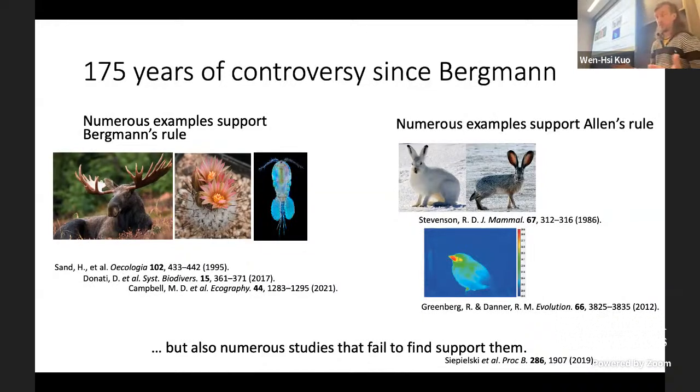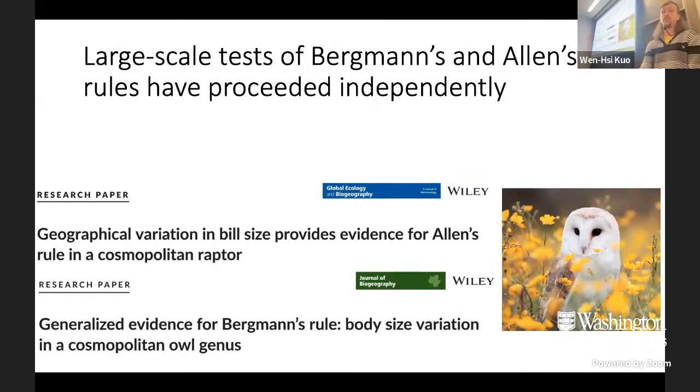However, these are large-scale rules, so there are also numerous studies that fail to find support. Right? Not every biologist who goes out and tries to find support for these rules ends up finding them. And some of this controversy is due to methodological differences or some semantic issues arising from the translation, mistranslation, and misinterpretation of the original texts. But we think that most large-scale tests of Bergmann's and Allen's rules have gone about this in an isolated, siloed fashion, in the sense that they've tested these rules independently from one another. So you can go to the literature and find authors that seem to collect one data set and then publish two papers, like these two here.